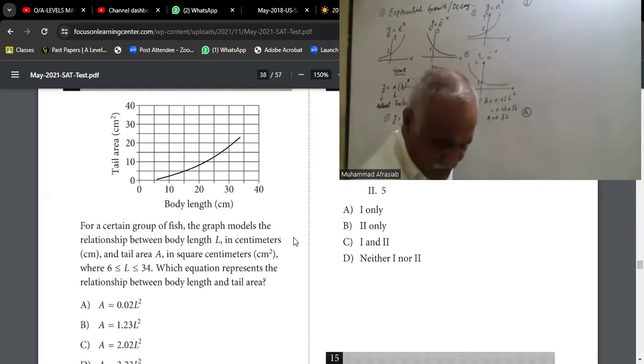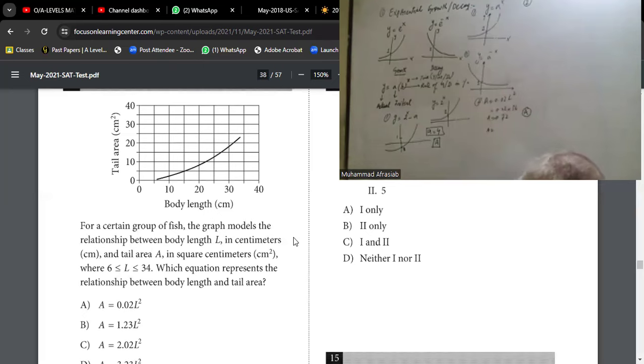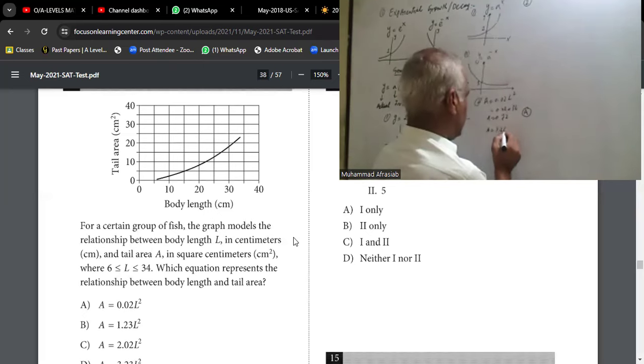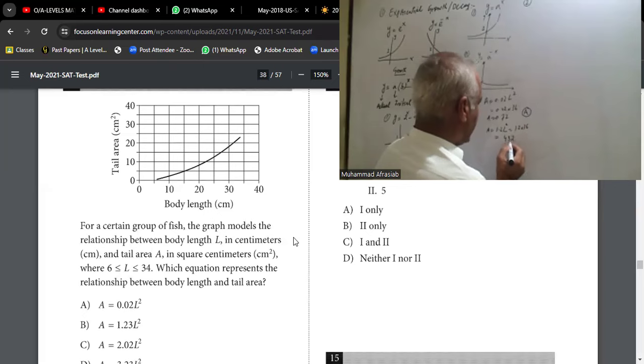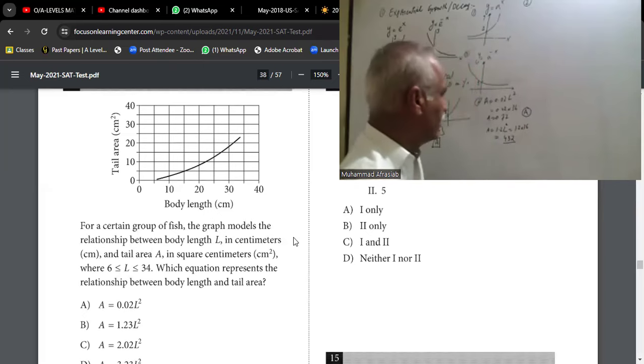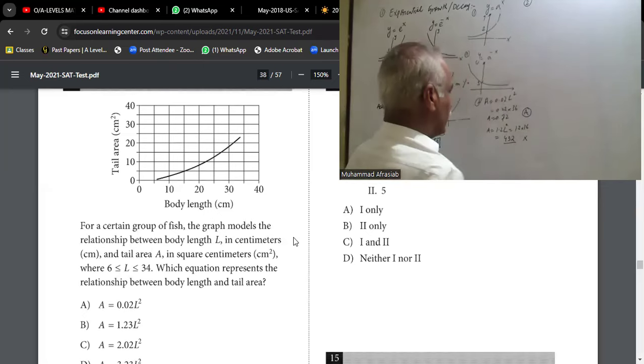But if we check the second answer, A is equal to 1.2 L square. So if you put L square as 36, then this answer is basically equal to 36 into 1.2, which is 43.2, which is more than the value shown there. So this is not the B choice.